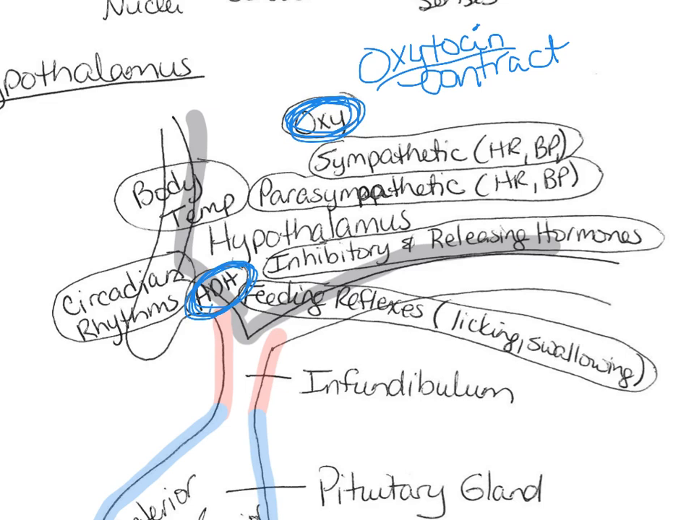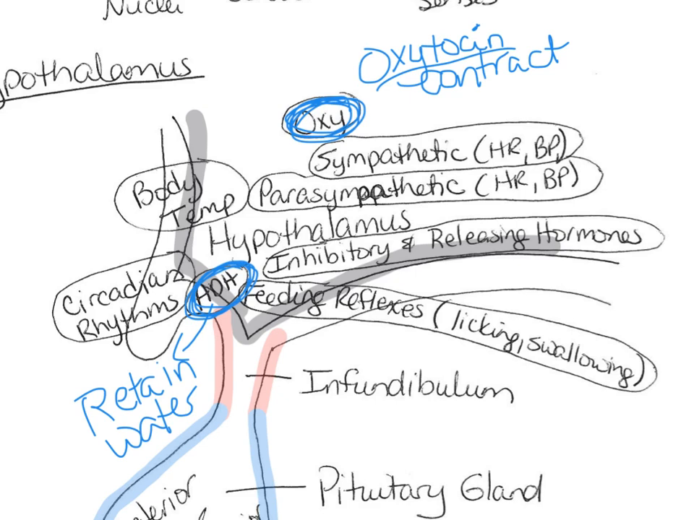ADH, and we are going to talk about ADH in quite a bit of detail when we get to the urinary system. That's an antidiuretic hormone, so it causes you to retain water at the kidneys. You retain water. You reabsorb water. When ADH is released, your urine is going to be less volume and more concentrated because you're reabsorbing water. Okay?